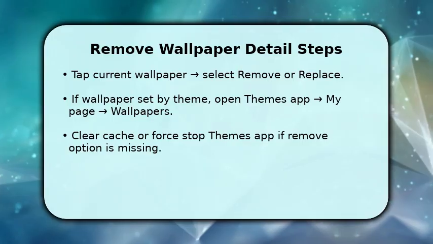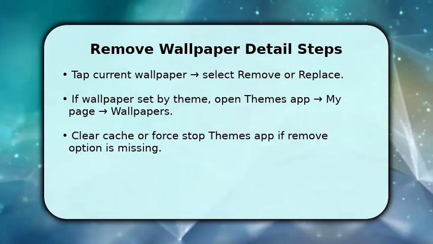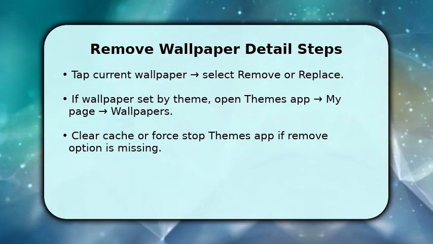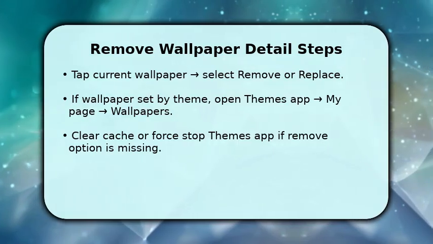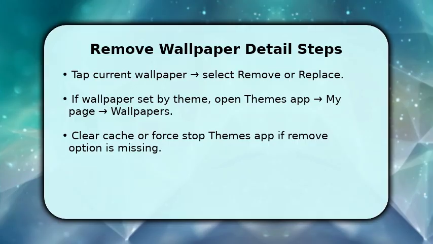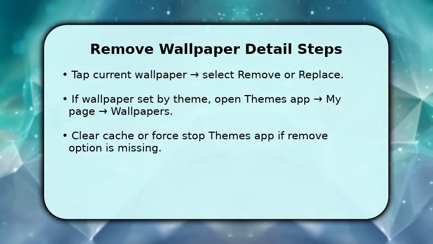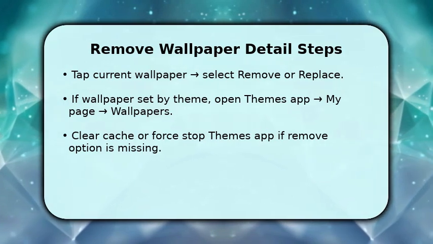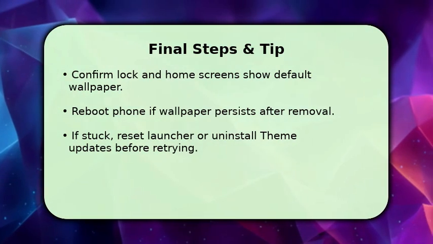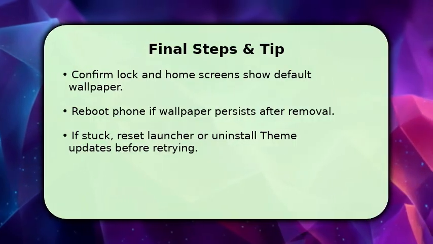Once done, make sure you clear the Themes app cache if the Remove option is grayed out. Force stop and reopen the app, then repeat removal. This sequence handles both system and theme-applied wallpapers reliably. Finish by confirming both lock screen and home screen display the default image. Change them separately if needed.